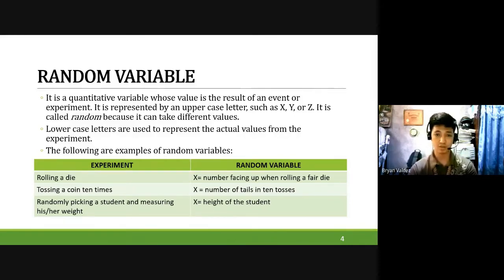Lowercase letters are used to represent the actual values from the experiment. The following are examples of random variables. On the first column, we have rolling a die, tossing a coin 10 times, randomly picking a student and measuring his or her weight. Then the random variable is the number facing up in rolling a fair die, number of tails in 10 tosses, and the weight of the student, not height, because based on the experiment, it is the weight.